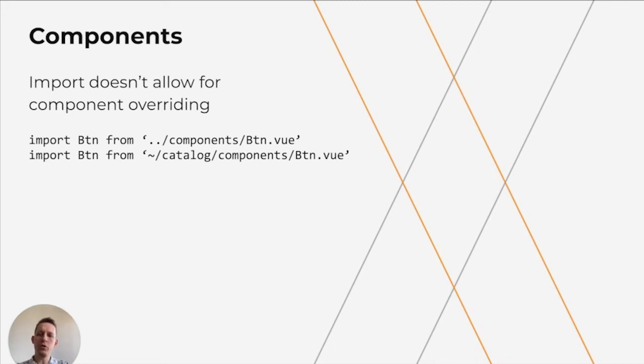Because if you use import like this, you have the module name or the information from which module that component comes in that import. So in the first import, there's not really a name of the module, but because it's a relative path and there's no name of the module, we know that it comes from the catalog module. And in the second page, we have basically absolute path using alias, and again, it says that's the button component from the catalog module. So we can't do the same overriding as we did with pages.